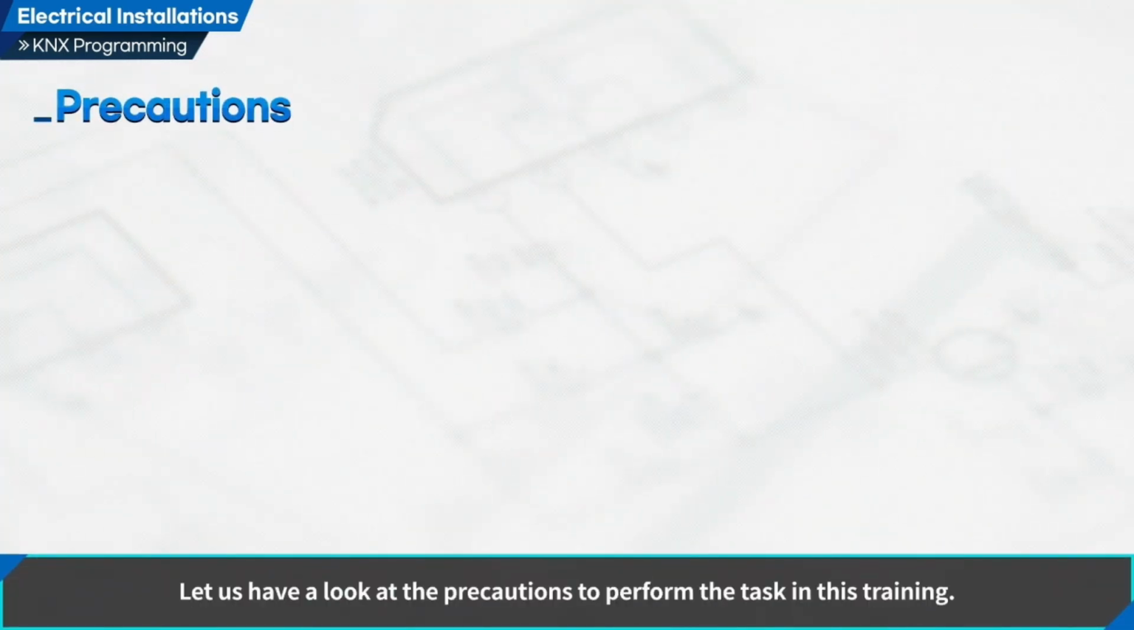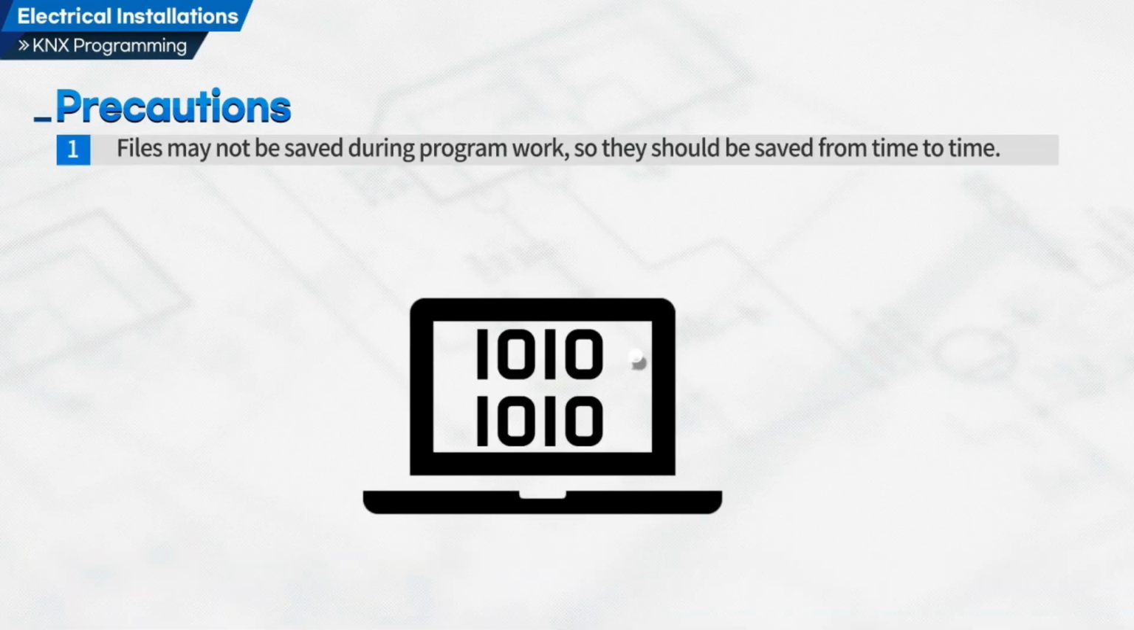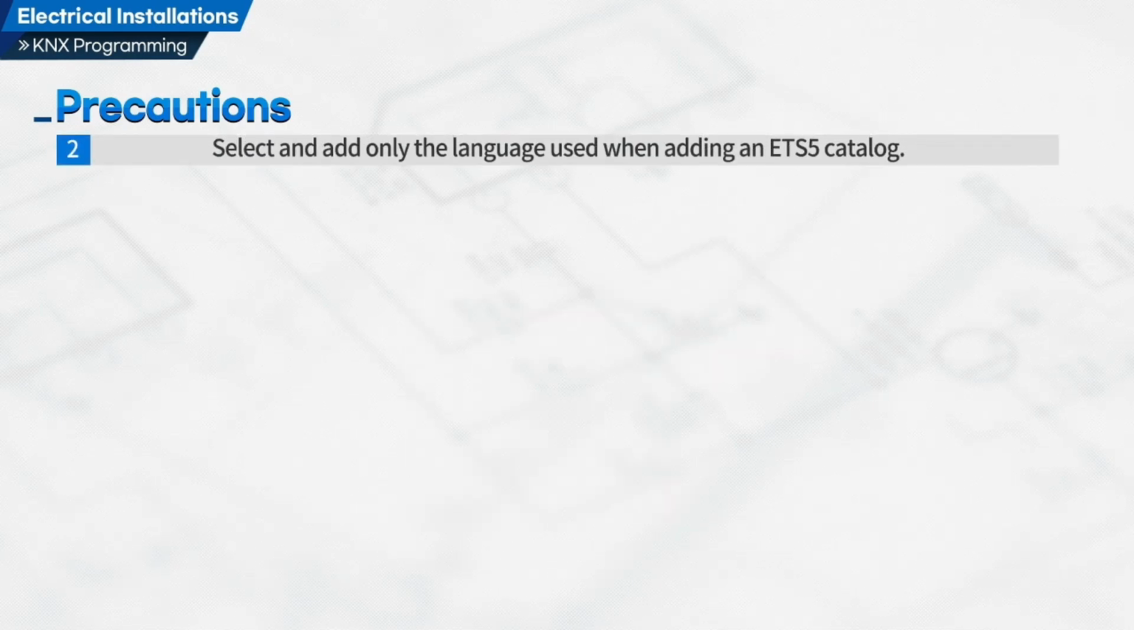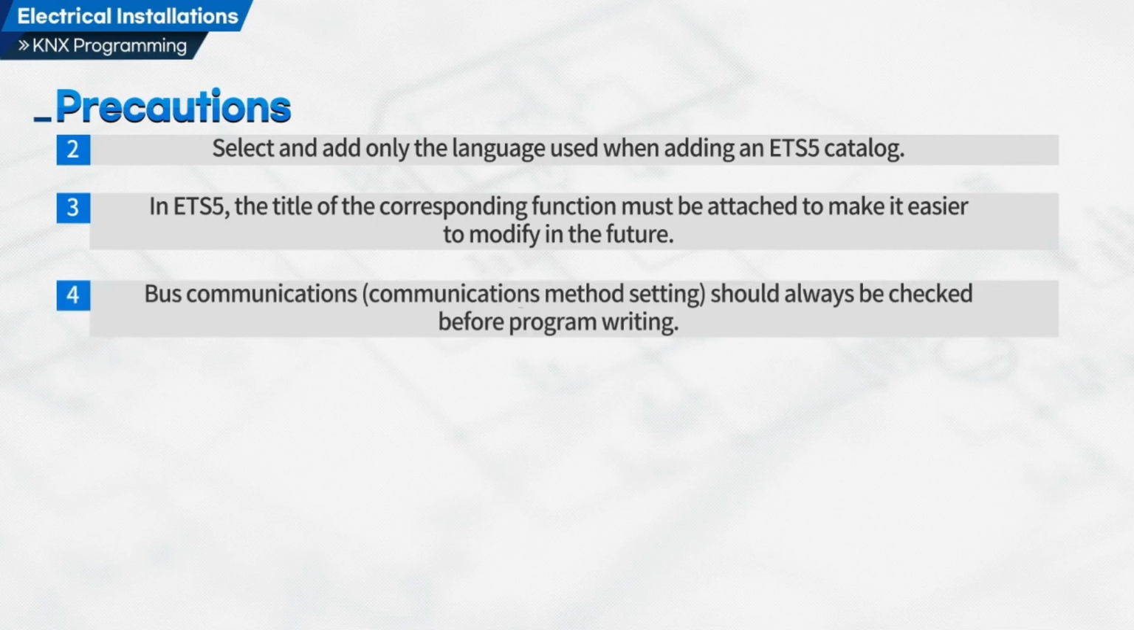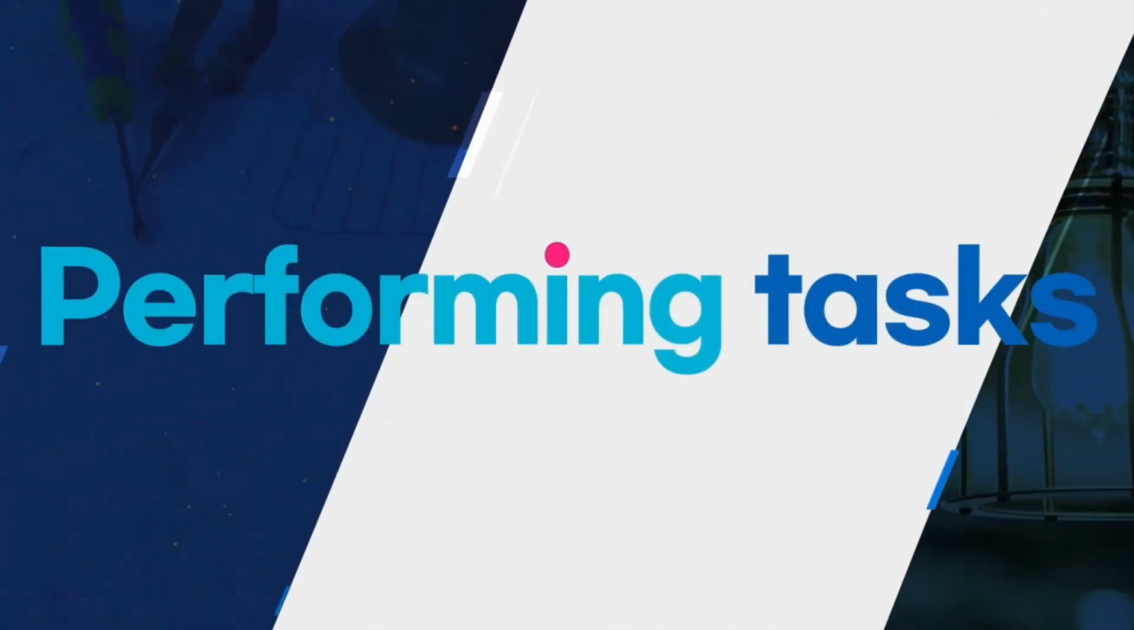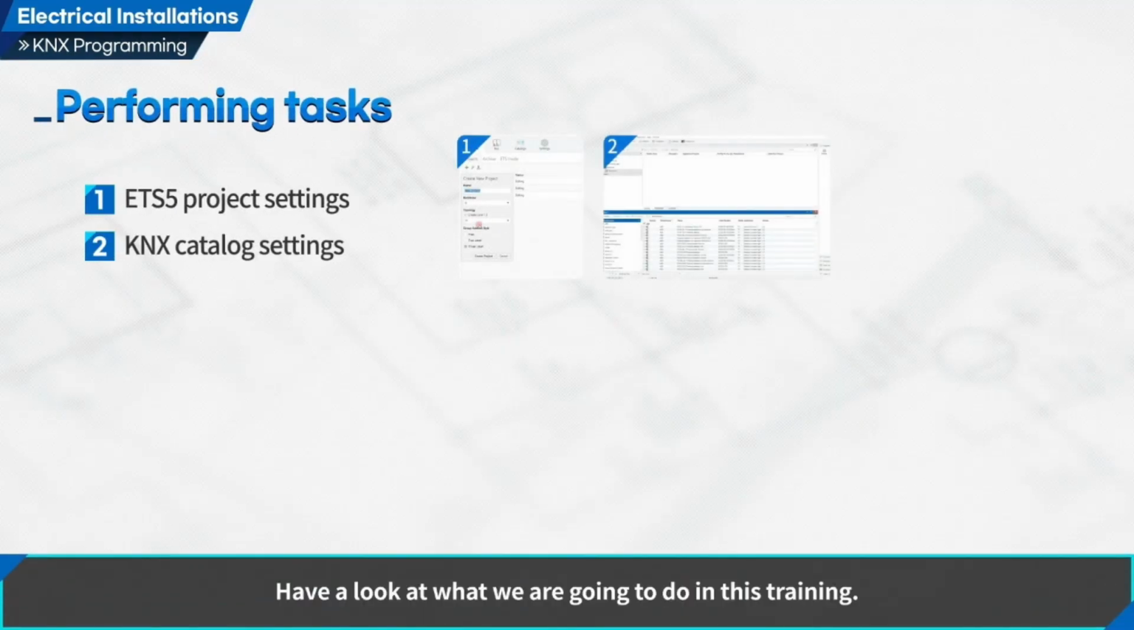Let us have a look at the precautions to perform the task in this training. Files may not be saved during program work, so they should be saved from time to time. Select and add only the language used when adding an ETS5 catalog. In ETS5, the title of the corresponding function must be attached to make it easier to modify in the future. Bus communications, communication method setting should always be checked before program writing. Have a look at what we're going to do in this training.